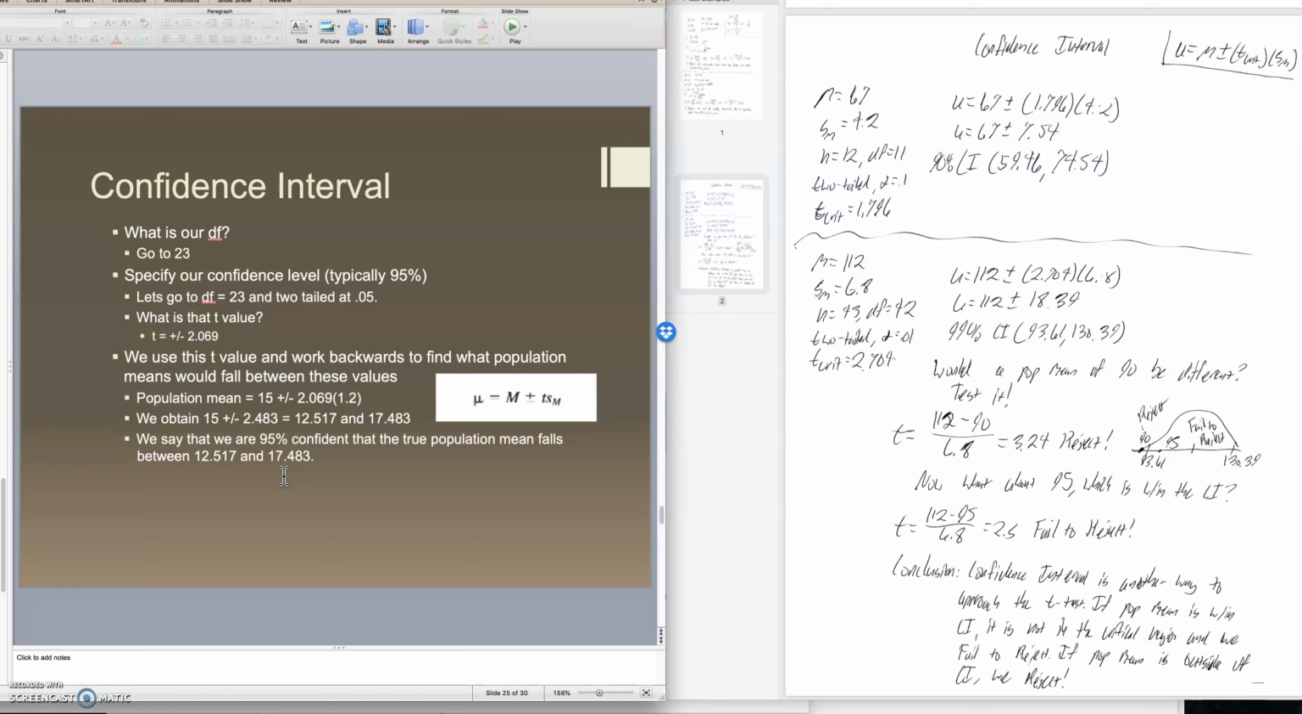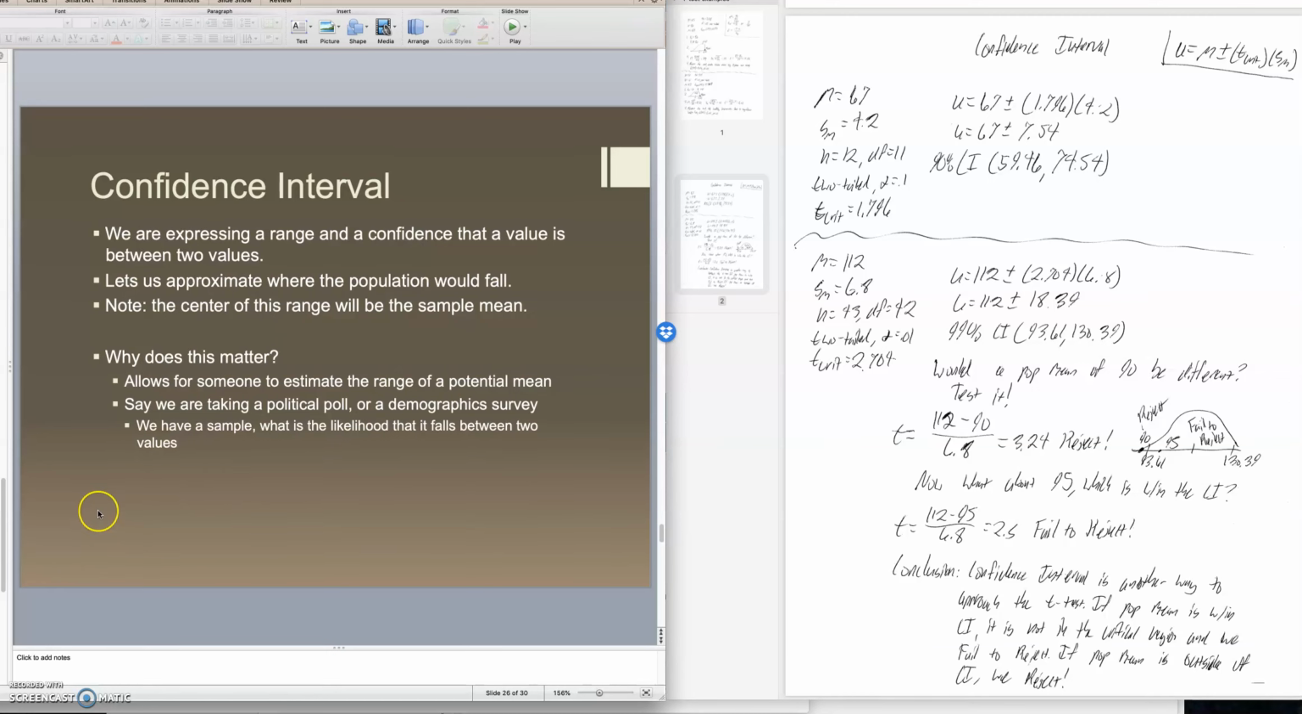Okay? So what this means is that we're 95% confident that the population mean falls between those values if the null is true. Okay? If the null is not true, then the population mean is going to be outside of that. Okay? Let me keep going so I can get to an example and we can sort of recap this.